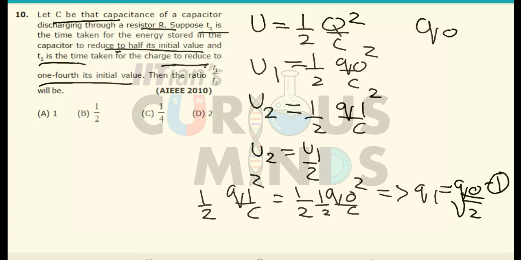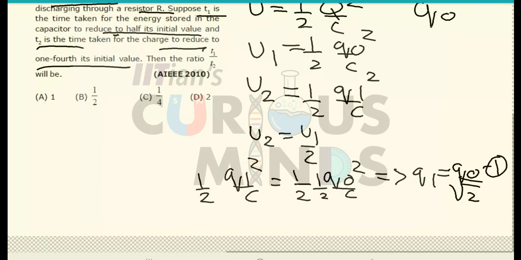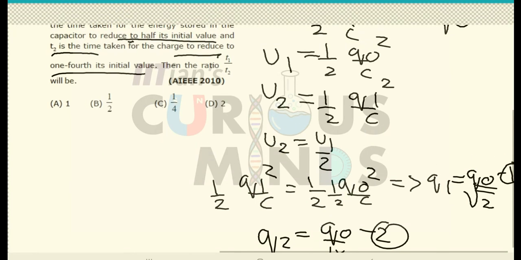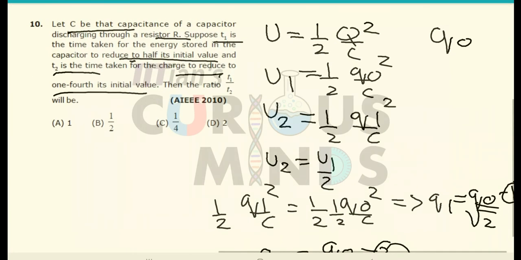And in the second case, the time taken for the charge to reduce to 1/4 of its initial value, so Q2 will be equal to Q naught divided by 4. Let this be the second equation. Q1 is equal to Q naught by root 2 and Q2 is equal to Q naught divided by 4. So we have to find out the ratio of T1 by T2.